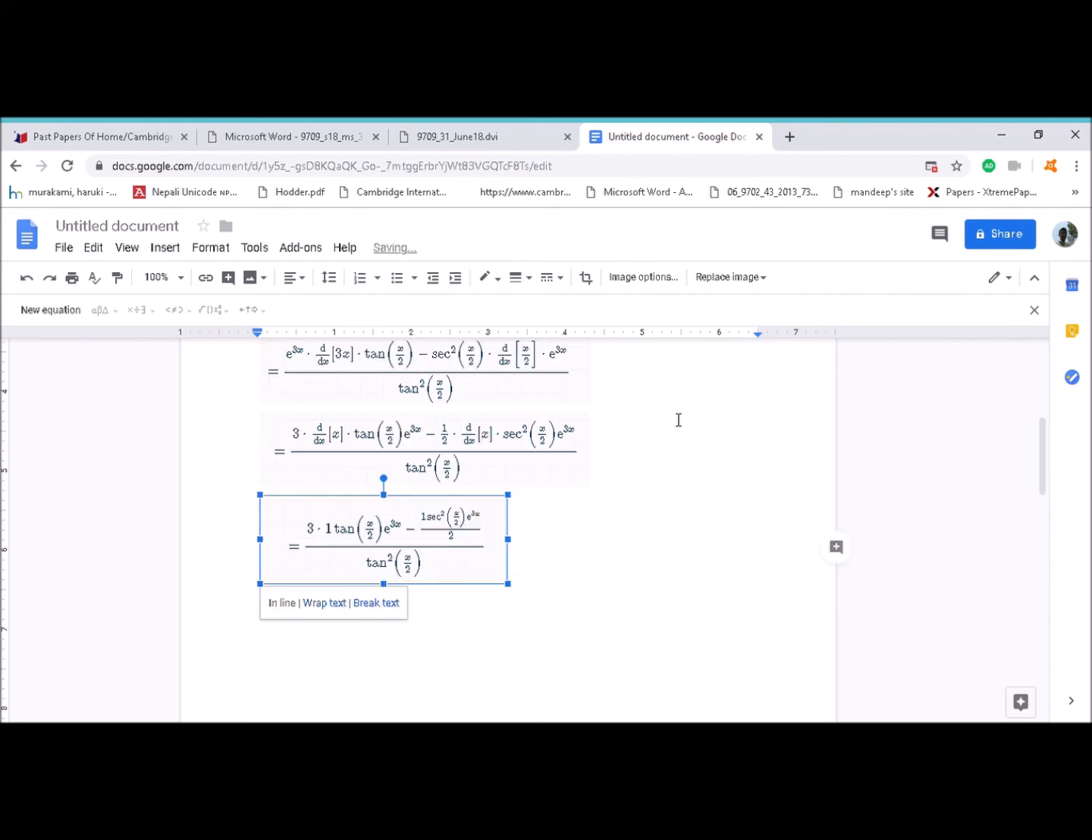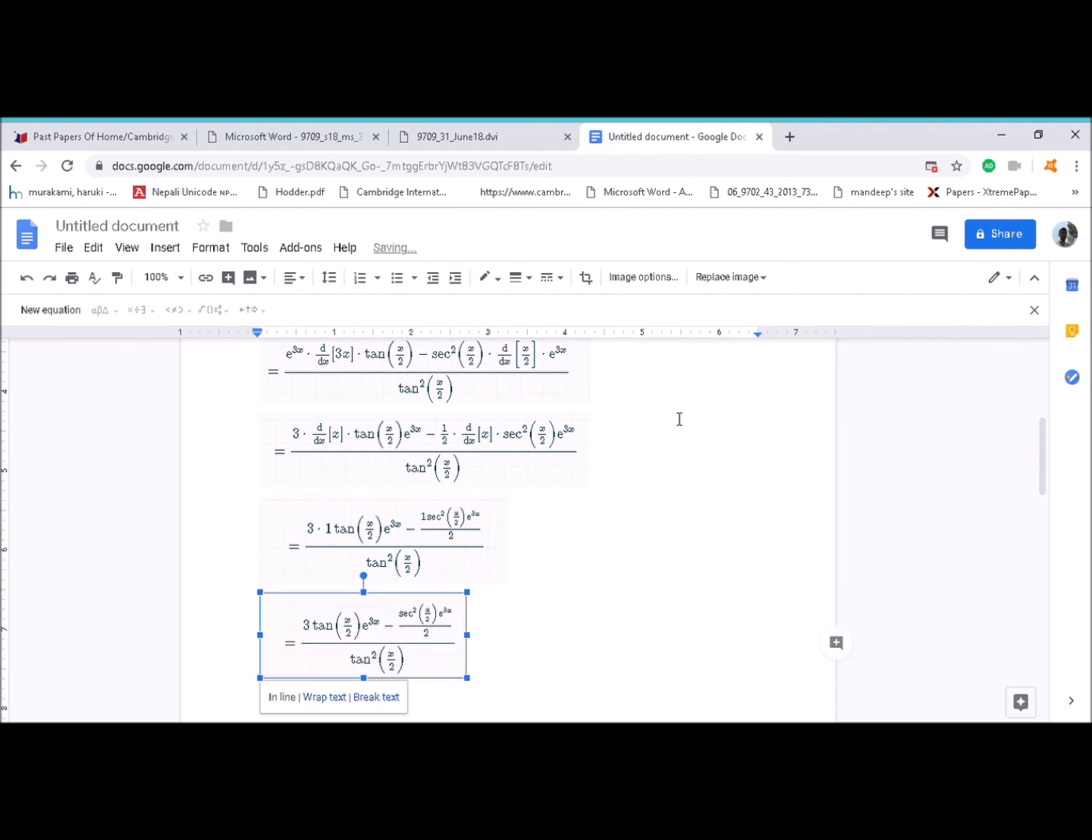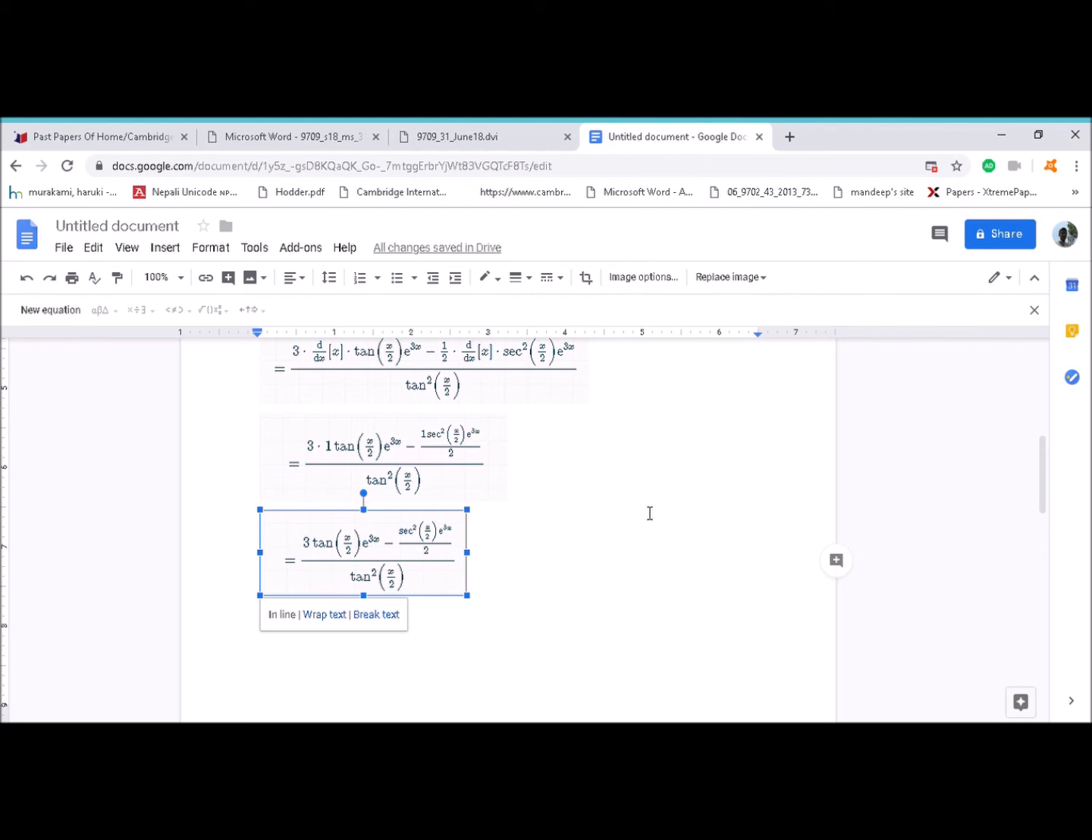Now after this, d over dx of x will be 1, so tan x over 2 times 3 e power 3x minus sec square x over 2 times e power 3x divided by 2. Because d over dx of x is 1, so I think no one has a problem till now. The equation will be like this: 3 tan x over 2 times e power 3x minus sec square x over 2 times e power 3x divided by 2, divided by tan square x over 2.